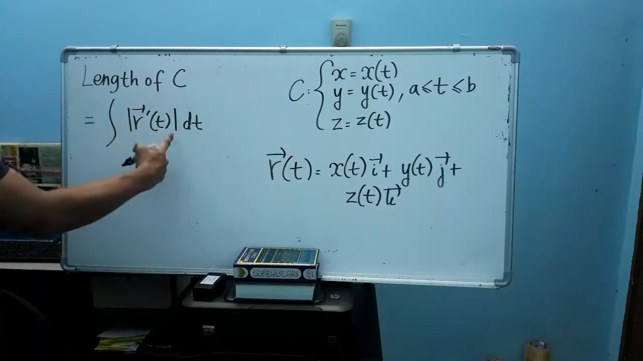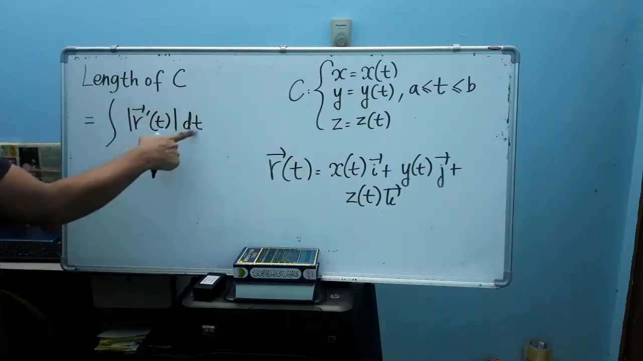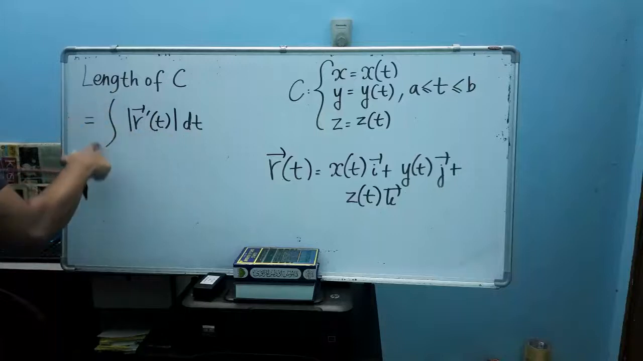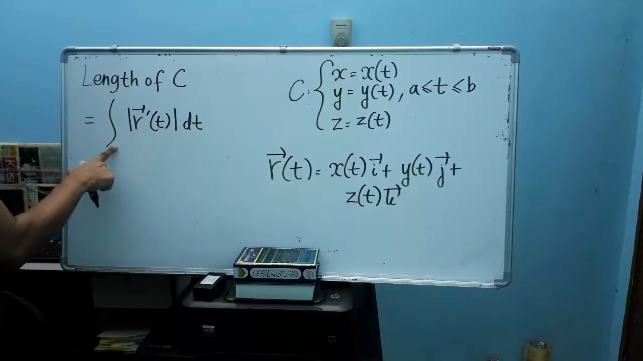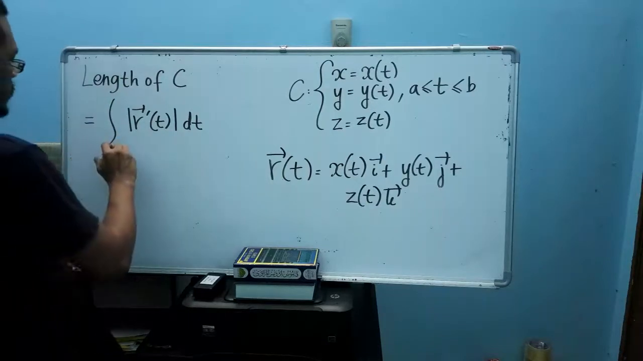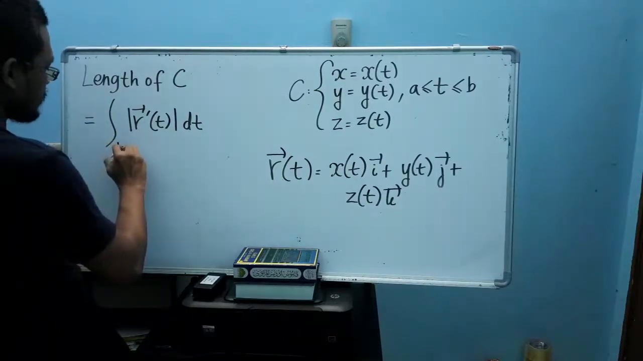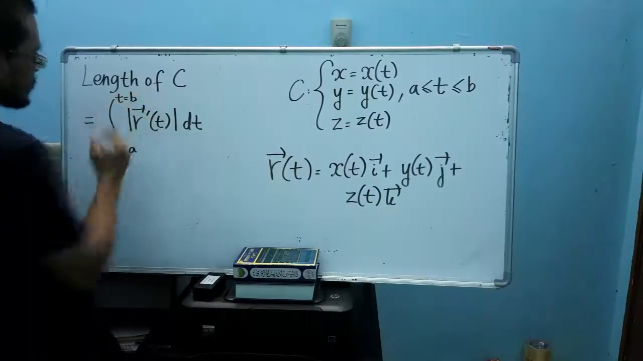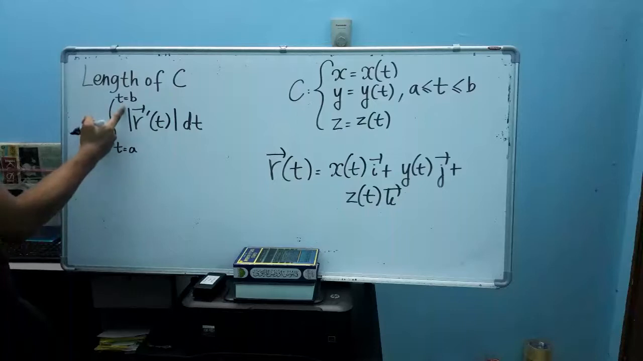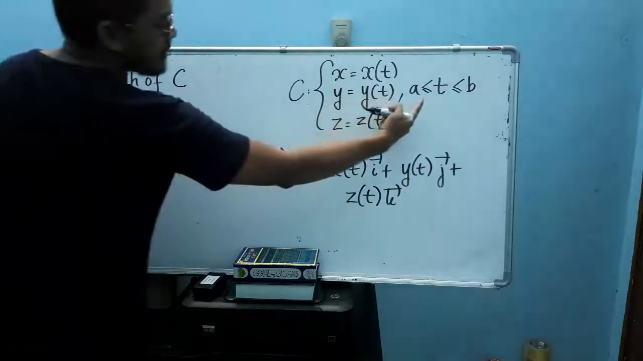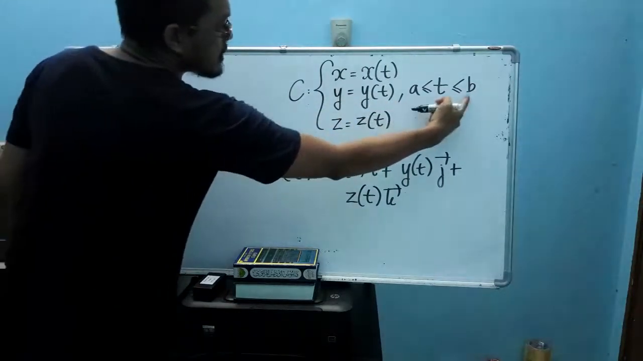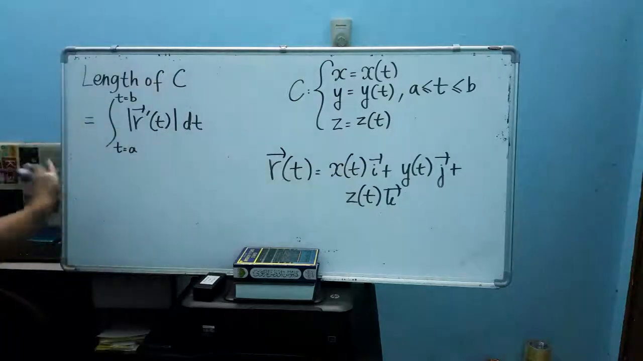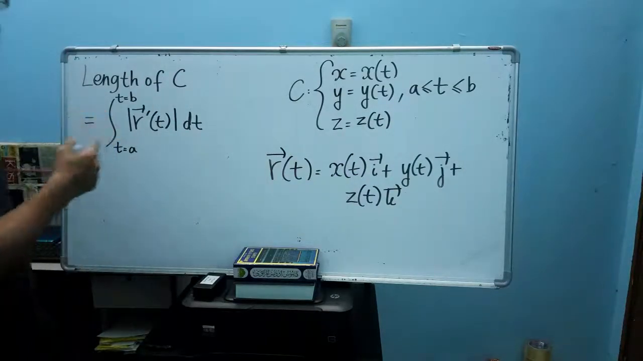Since this is integration with respect to t, you need to find the limit of integration with respect to t. Therefore, the limit of integration here is from a to b. This limit of integration comes from the parametric equation of our C. So this is the formula for how we can calculate the length of C.